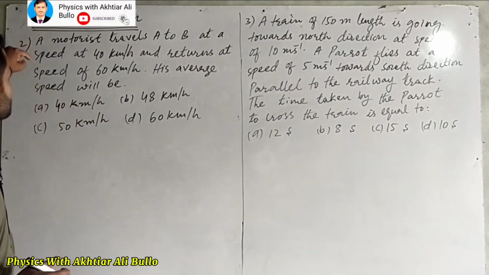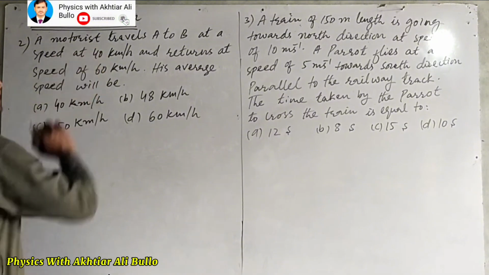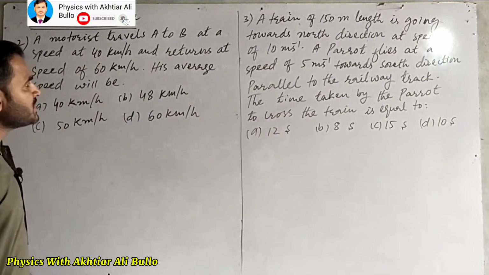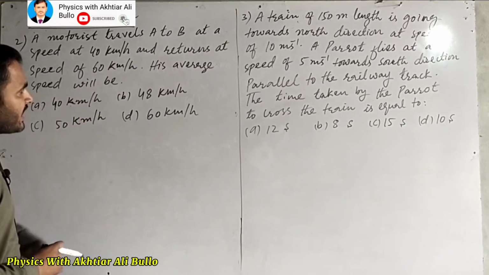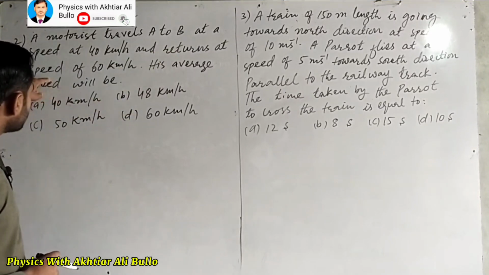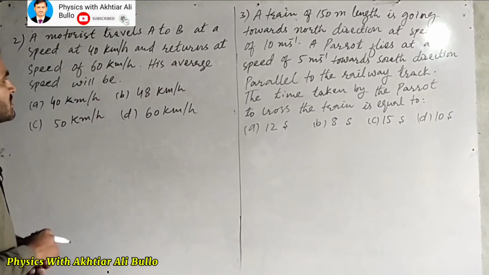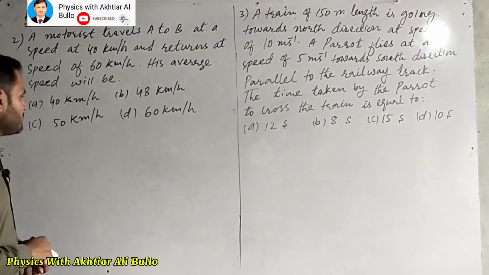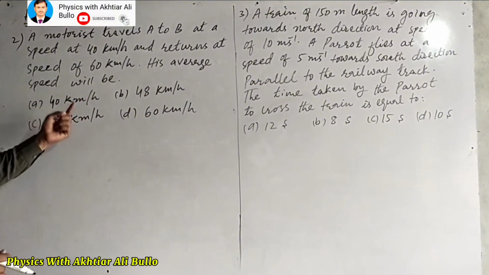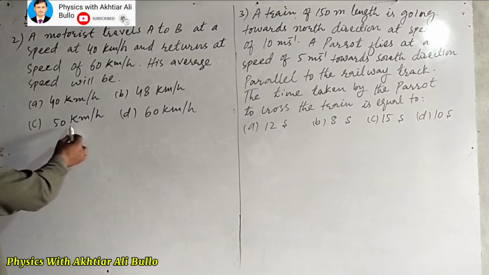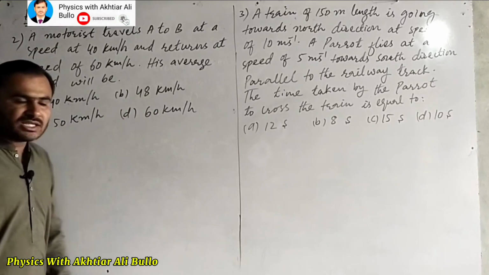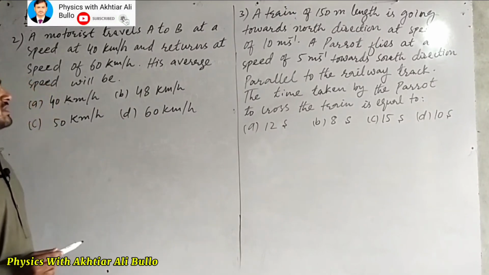The MCQ number 2 is: a motorist travels A to B at a speed of 40 km per hour and returns at a speed of 60 km per hour. His average speed will be A 40 km per hour, B 48 km per hour, C 50 km per hour, D 60 km per hour.